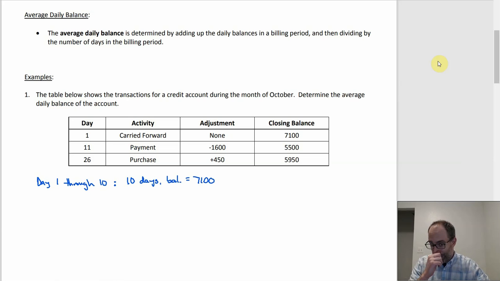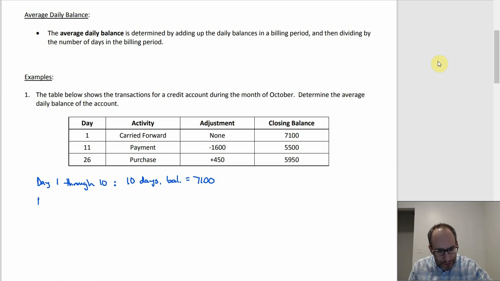So that's going to be a decrease in the balance, right? So as far as what the outstanding or unpaid balance would be, when you pay, you're going to decrease how much you still owe, right? So you subtract the 1,600, you end up with 5,500. Okay. How many days are we at 5,500? 15. Because it's day 11, 12, 13, 14, through 25, but then the change happens on day 26.